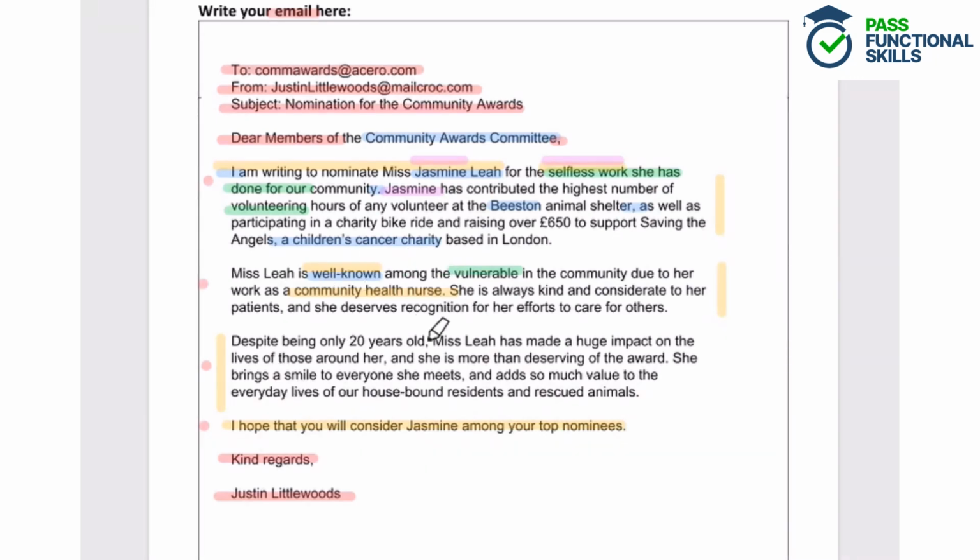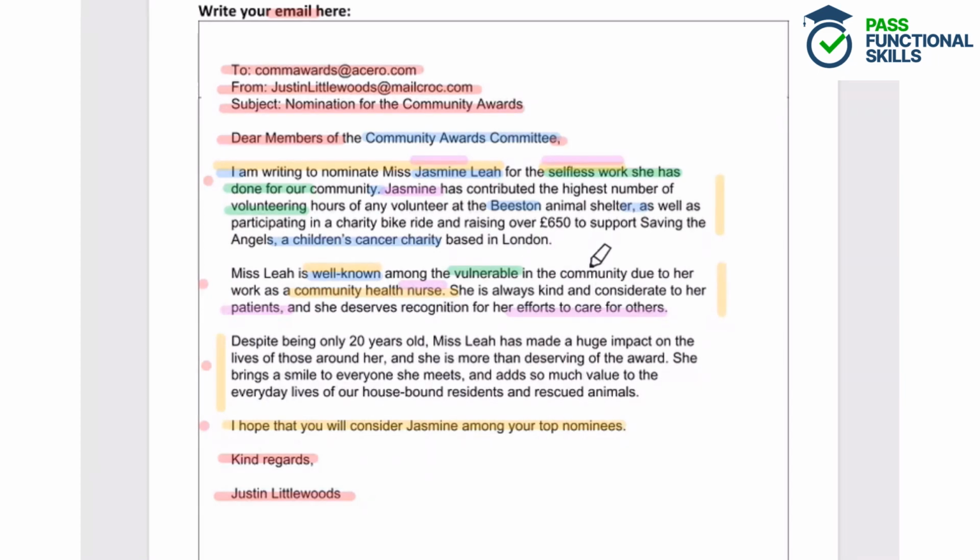Let's see how these sentences flow on from each other in the next paragraph. So she's well known among the vulnerable in the community due to her work as a community health nurse. So we've mentioned here that she is a nurse and the vulnerable people in the community know her well. And then we follow on from this to say that she is kind and considerate to her patients. So because she's a nurse, she has these patients and she is trying to care for them. She's got these efforts to care for others. So try to link your sentences together within each paragraph.